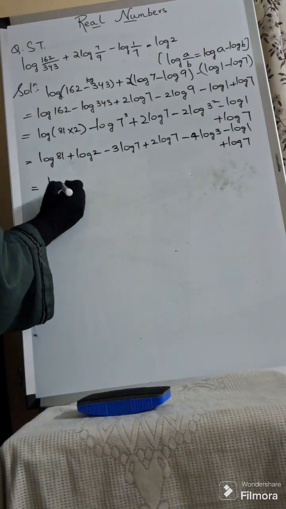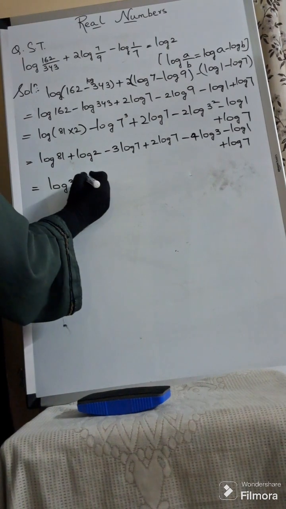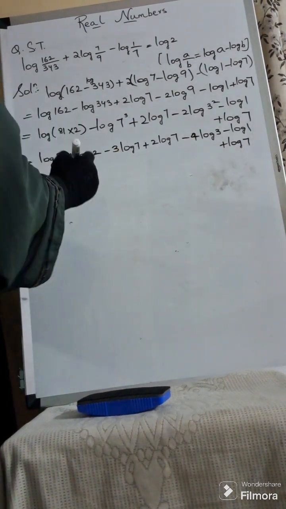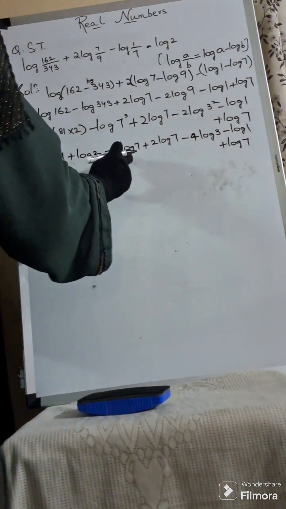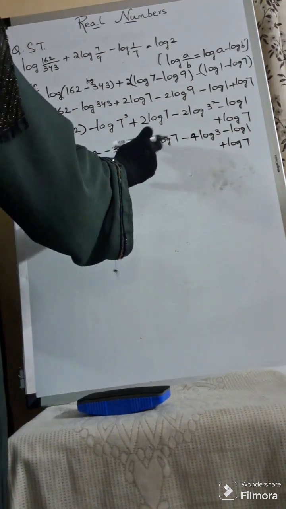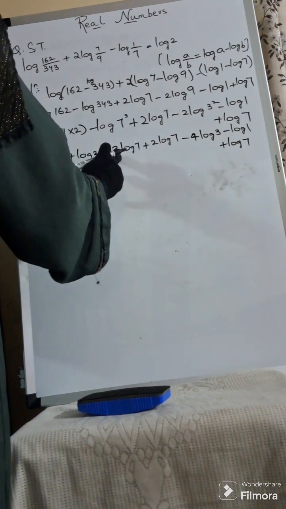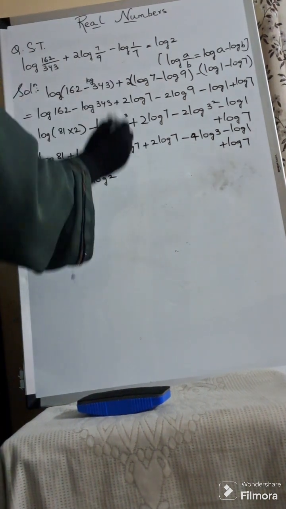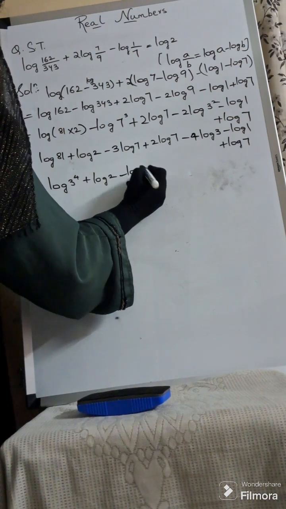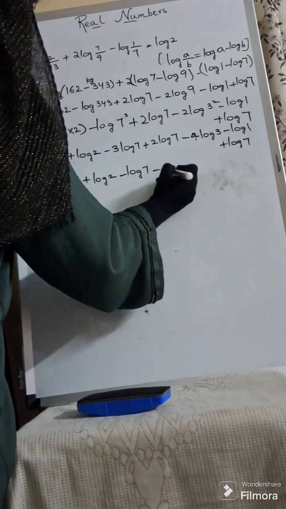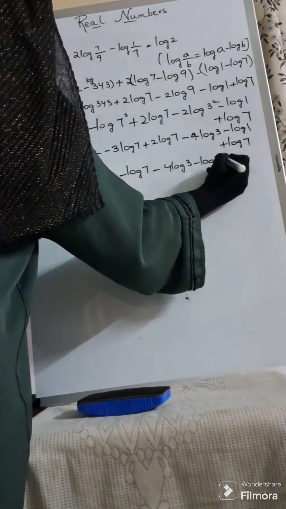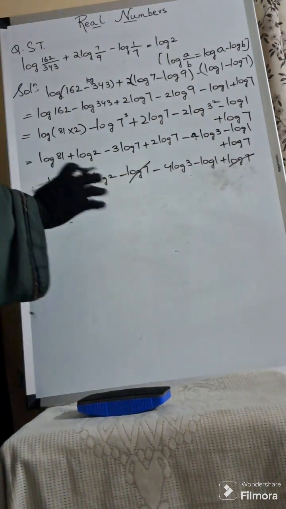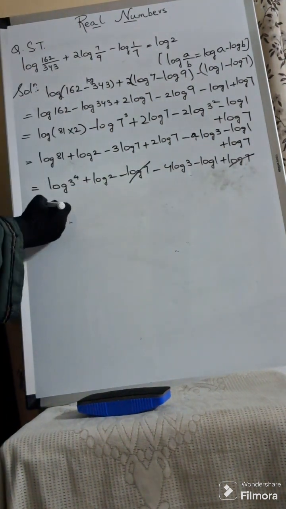So this can be written as log 3 power 4 plus log 2. Okay, and again, minus 3 log 7 plus 2 log 7. Minus 3 plus 2 will be equal to minus 1. So minus log 7, minus 4 log 3, minus log 1, plus log 7. Again, plus log 7 minus log 7 cancel. We are left with what?